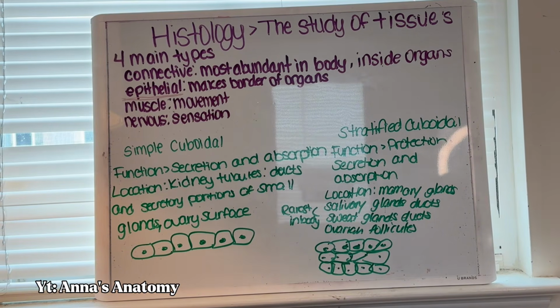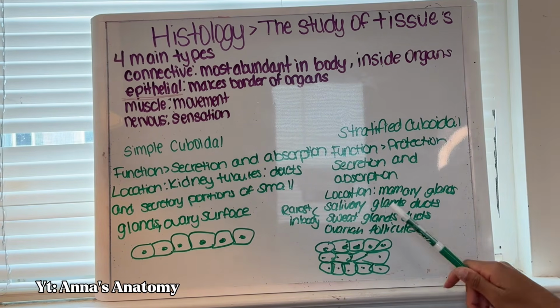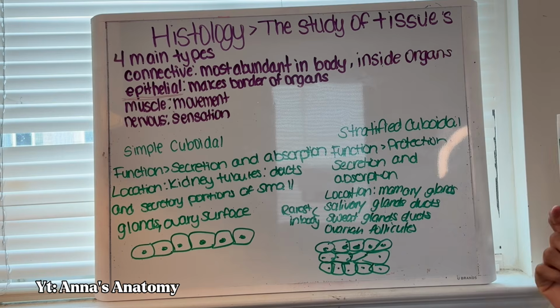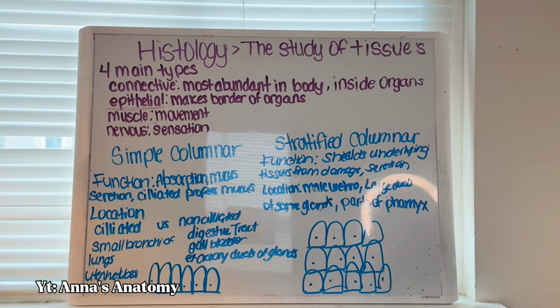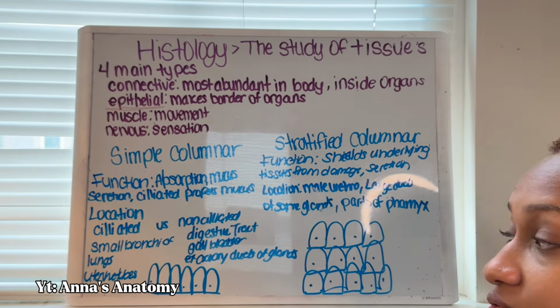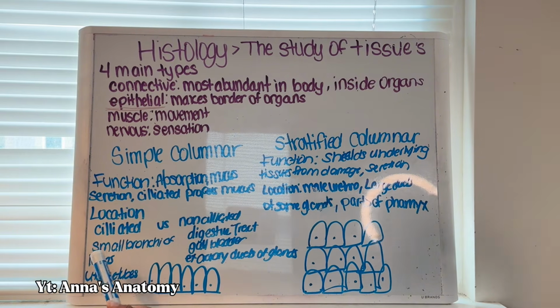These ones are the rarest, more rare in the body, and as you can see, it is multiple layers of cube-like cells. Now we'll move on to columnar. Okay, so now we have simple columnar versus stratified columnar. So the function of simple columnar is absorption, mucus secretion, and the ciliated type propels mucus. So location, we have ciliated versus non-ciliated.